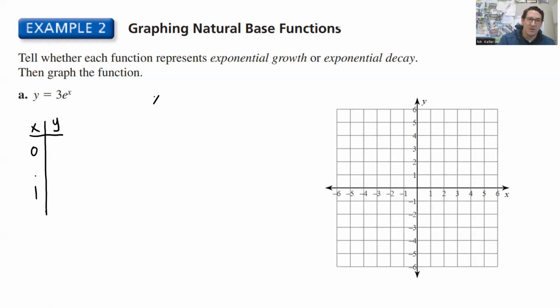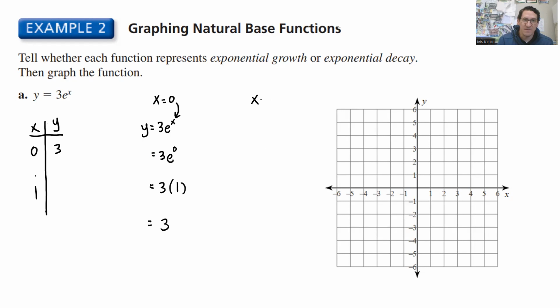So when x is 0, I'm going to plug that into the equation for x. That 0 is going to replace this x here to figure out the y value. So 3 times e to the 0. Anything to the 0 power, and this is why we're choosing 0 here, is just 1. Right? 3 times 1 is 3. So when x is 0, y is 3.